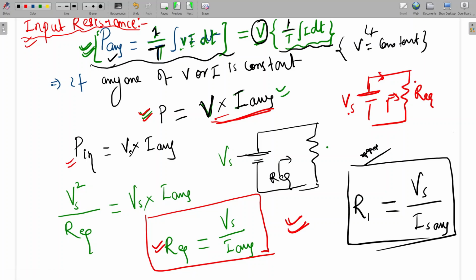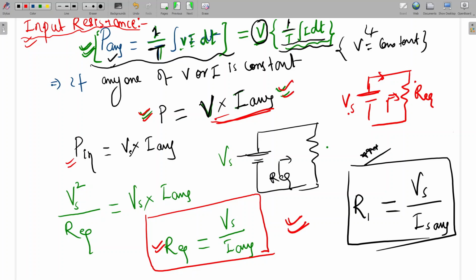This is the basic formula, and for any waveform we can apply it and get the average power. Here I have taken V common because this is a constant value, and a constant value we can take outside. The remaining term, 1 by T integral of I dt, is I average. What is the formula for any average? 1 by T, integral from 0 to T of f(t) dt. This is called the average. That's why the average power will be V into I average.